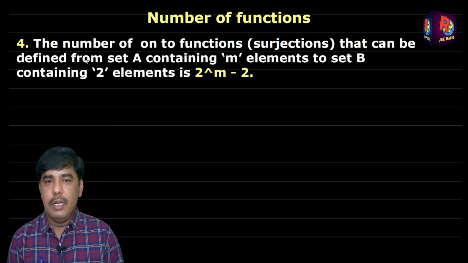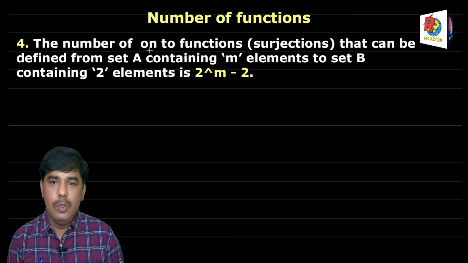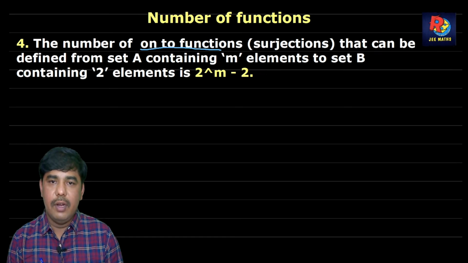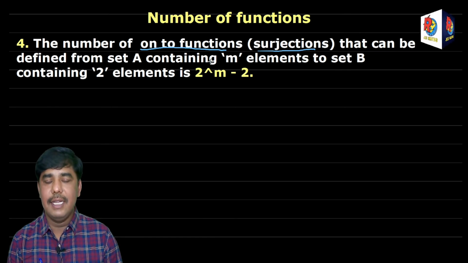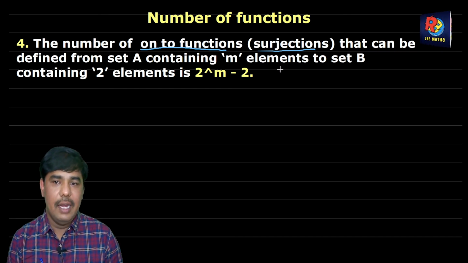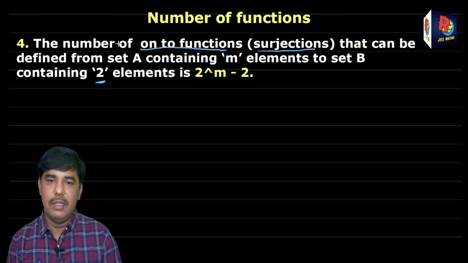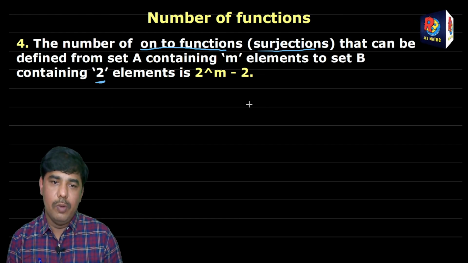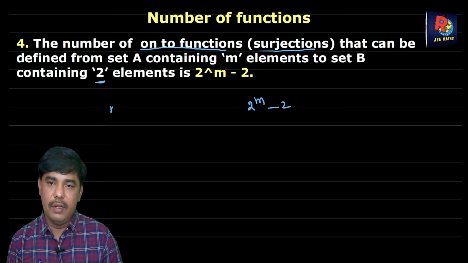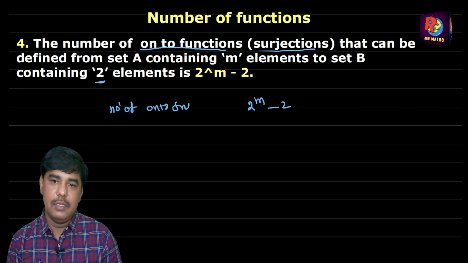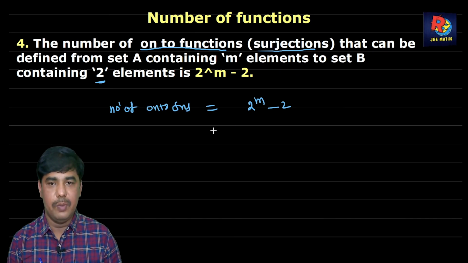Next, here you need to find onto functions, sometimes called surjections. Observe that set A contains m elements and set B contains 2 elements only. Then the number of onto functions equals 2 power m minus 2.